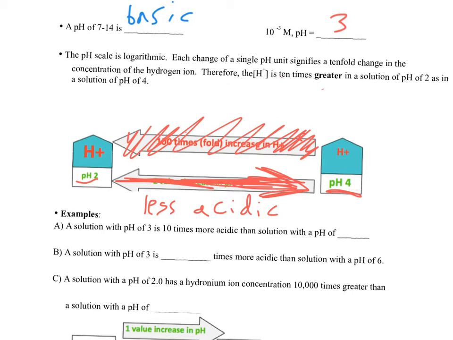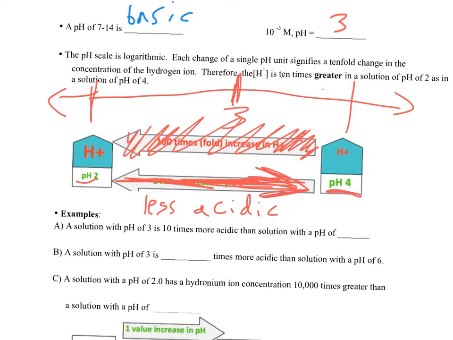Again, if we take a look at our pH scale, this is 2, this is 4. We've still got 3 in the middle. When I go from a pH of 2 to a pH of 3, I'm decreasing the H plus concentration by 10 times. Then when I go from 3 to 4, I'm decreasing the H plus concentration by another 10 times. That means 10 times 10 is 100. We are decreasing our H plus concentration by a total of 100 times when we go from pH 2 to pH 4.